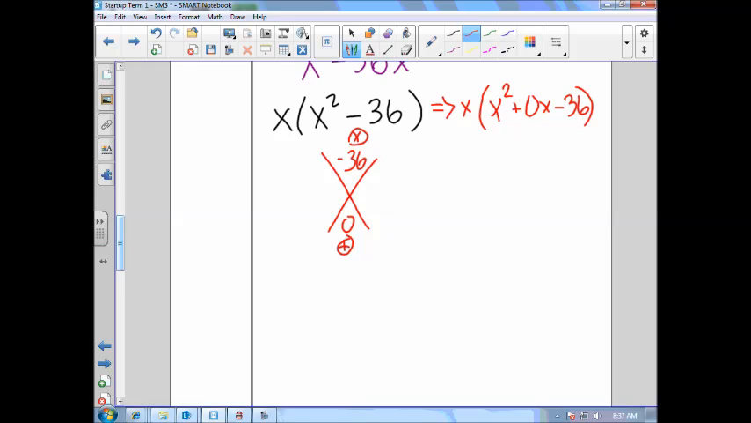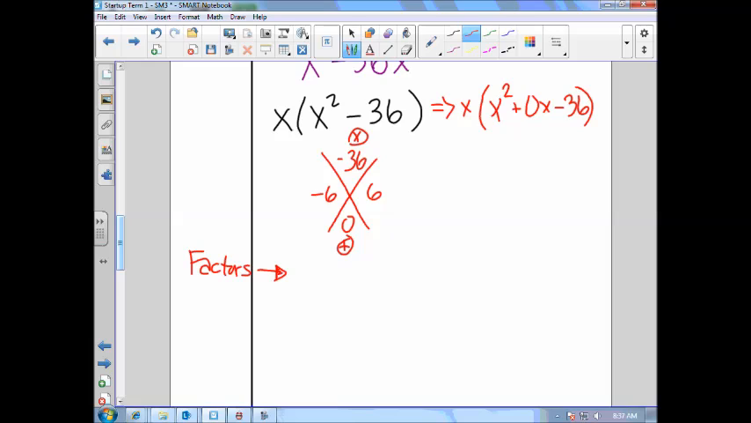And negative 6 and negative 6 add to 0? One has to be positive, one has to be negative, right, to add to 0? Negative 6 and positive 6. So, our factors for this problem.